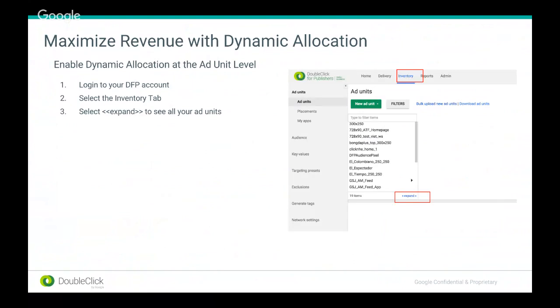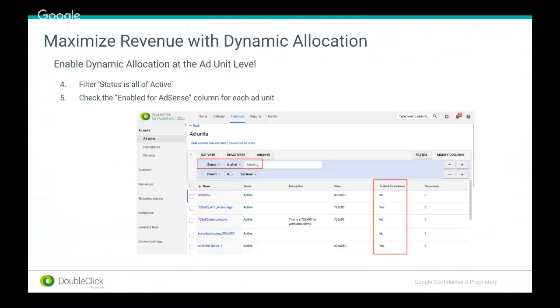In order to enable this dynamic allocation at an ad unit level, you'd first need to log into your DFP account. You then need to select the inventory tab, which is at the top. After doing this, you would select expand, which is at the bottom of all your ad units, in order to see all your ads.